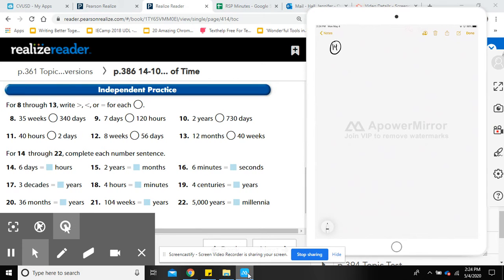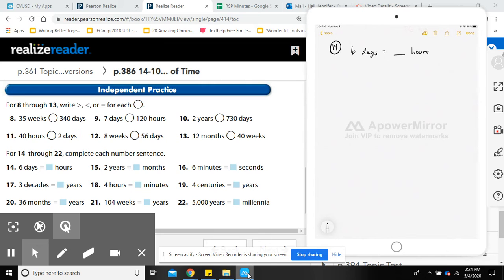Okay, so number 14, we have 6 days is equal to how many hours? Well, most of us know each day is 24 hours, right? Some of these things we've even been talking about since kindergarten. So hopefully you guys remember them.